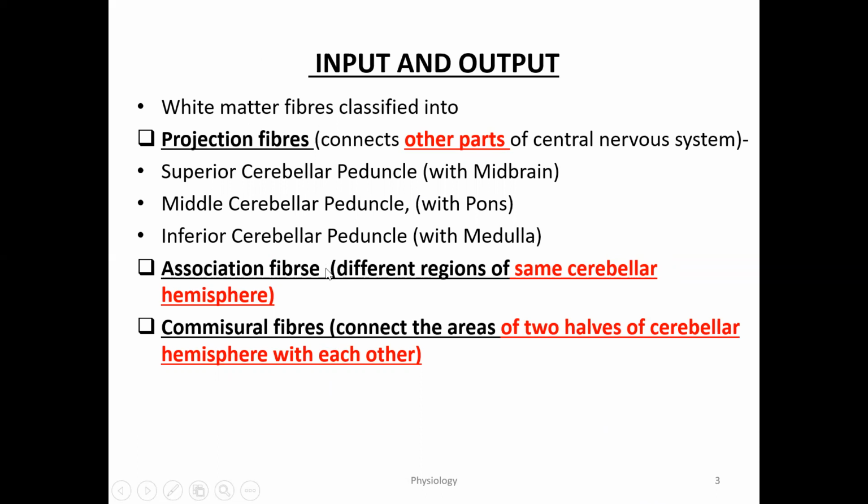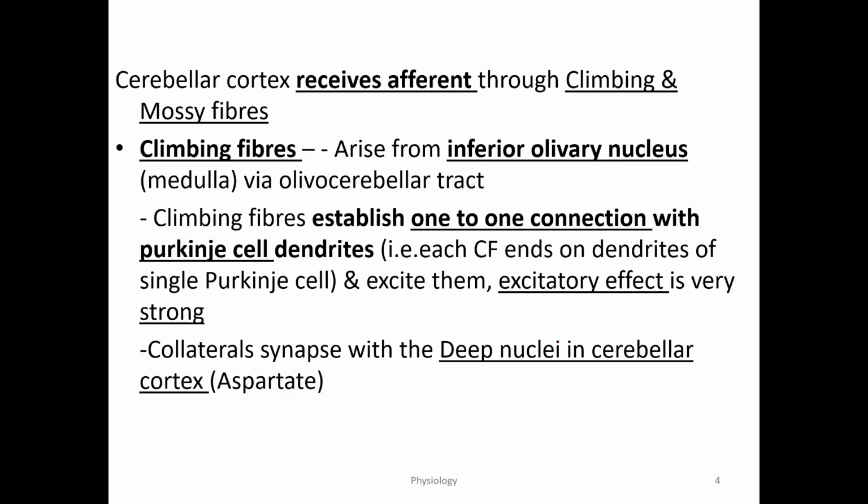About association fibers: they connect different regions of the same cerebral hemisphere. That means the connection is between different neuronal cells of the right hemisphere only. That is called association fiber. Commissural fiber connects the two halves of the cerebral hemisphere with each other, that means the right half connects to the left half. That is called commissural fiber. You may have an MCQ on projection fiber, association fiber, and commissural fiber.